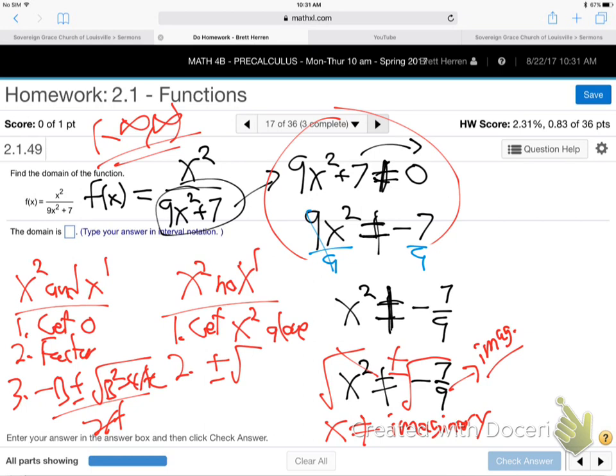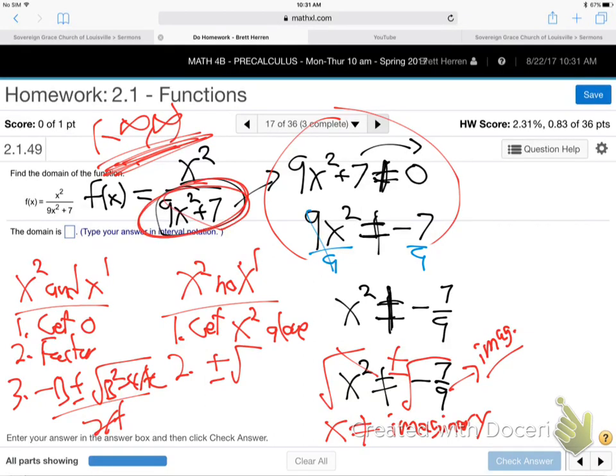If that had been plus 7/9, I would have said, okay, X, you're not allowed to be plus or minus the square root of 7/9. That would have been a real restriction. I would have said, X, you can be anything, but you can't be plus or minus the root of 7/9. I would have left that as the answer. But because it came out imaginary, what I'm really saying is, X, you cannot be imaginary, which means it can be anything real. So it's really just this. Does that make sense?